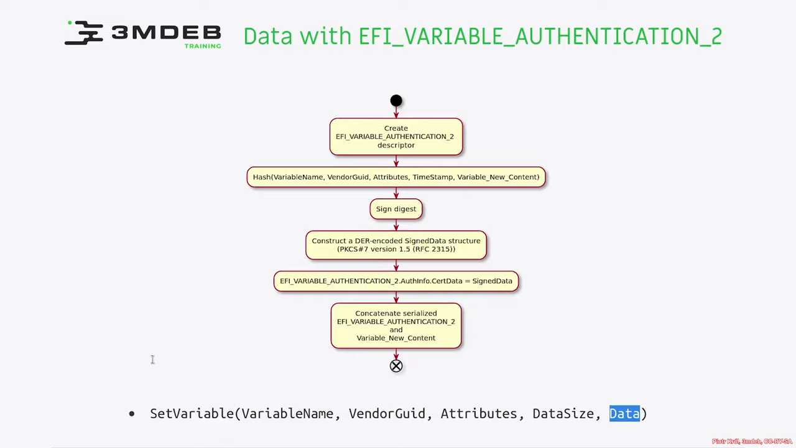For example, in Linux, we have the sbsign tools. Unfortunately, those tools are not always well maintained, which may indicate that authenticated variables are not used very often, which may mean some opportunities for security researchers. But this also means that authenticated variables are undervalued and maybe we should educate the community to use them.